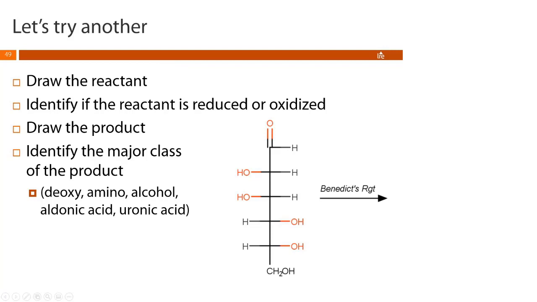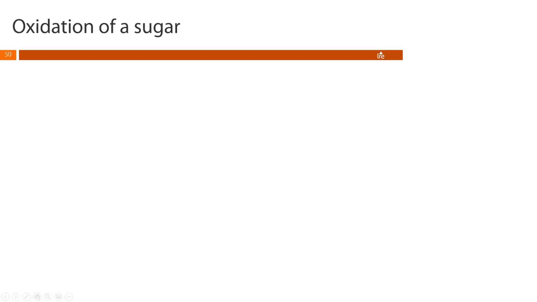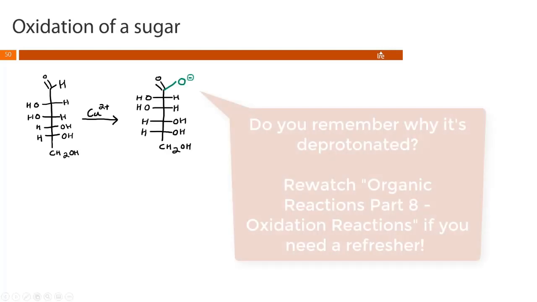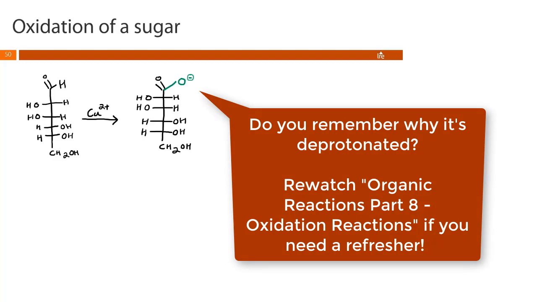Okay, let's try another one. Same thing: draw the reactant, identify whether the reactant is being reduced or oxidized, then draw the product and identify the major class of the product. Okay, let's see what you came up with. So this is an oxidation reaction. I'm going to start by drawing our reactant, and we're going to react this with Benedict's reagent. And remember, Benedict's reagent can only oxidize aldehydes, so we end up with the conjugate base of an aldonic acid.